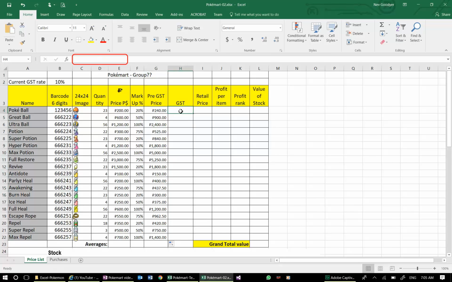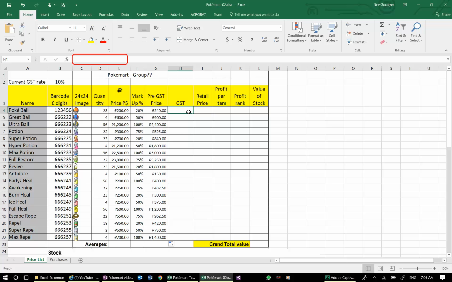Alright, now we're going to create the GST for these prices. So I've put the GST up here in one cell. We live in Australia. If the Australian government changed the rate and I had a column for GST, I'd have to change it 15 times or 20 times. If I have one cell, I only need to change it once.